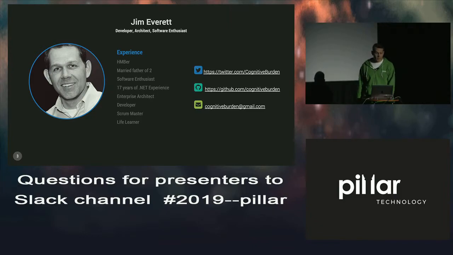So me, I'm Jim Everett. I am a developer, architect, software enthusiast. I've been doing this for a long time. I'm 40 now, so yeah, long time. I have 2 kids. They're fun. They take up a lot of good time, and I've been doing architecture for a while, and that's my stuff.